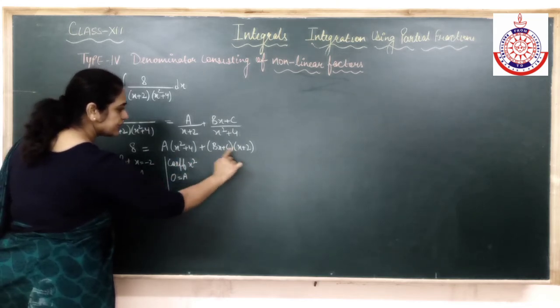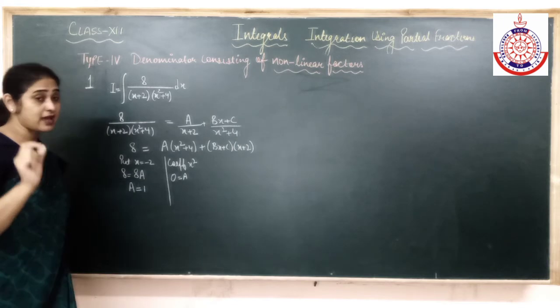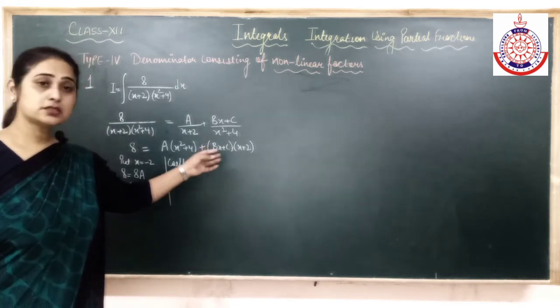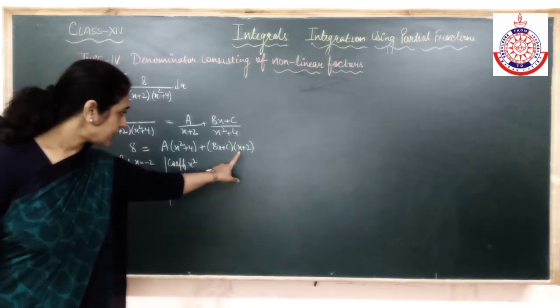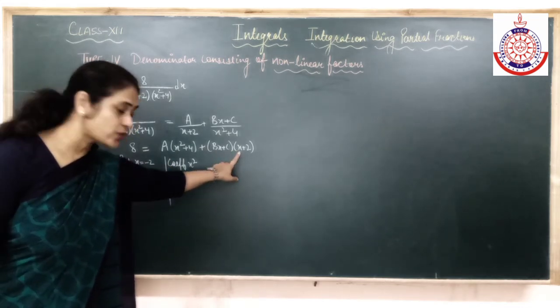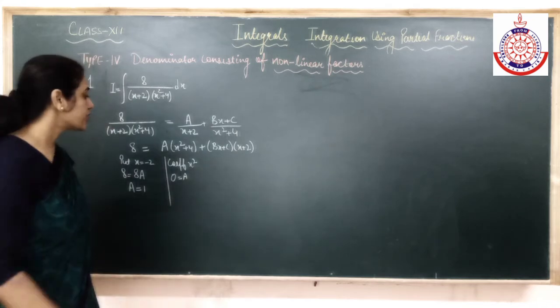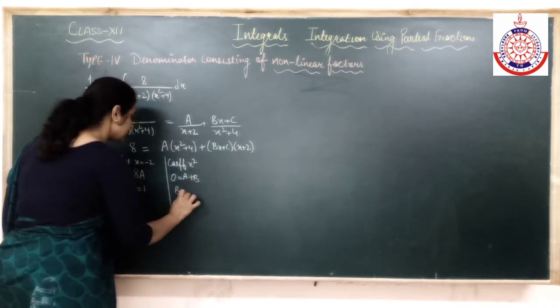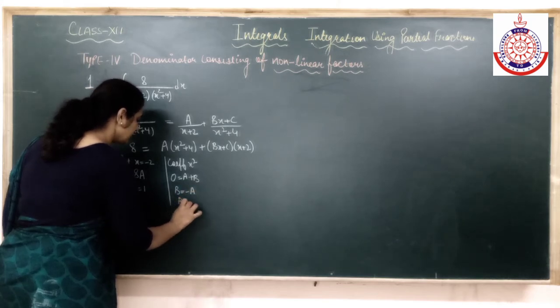When these two terms will be multiplied, children, you need to be careful. Alright, time and again I'm telling you this thing. Don't just rush to the conclusion. अब ये दोनों आपस में मल्टीप्लाई होंगे तो bx into x क्या बनेगा? bx square. तो x square का कोफिशिएंट क्या हो गया? b. So b is equal to minus a. That means the value of b is minus 1.